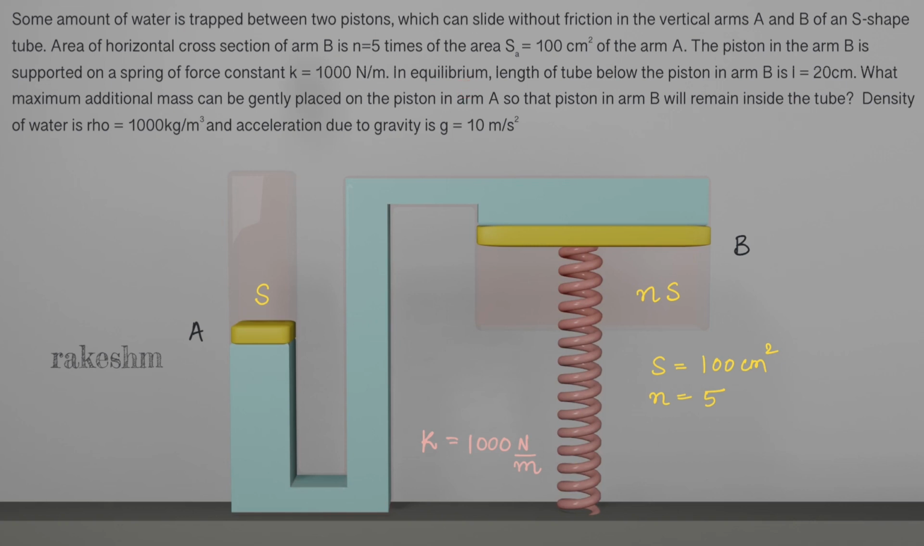In equilibrium, the length of the tube below the piston in arm B is L equal to 20 centimeter. So the length of this tube below this piston is L equal to 20 centimeters. Next, what maximum additional mass can be gently placed on the piston in arm A so that the piston in arm B will remain inside the tube? So let us place a mass here and see what happens.